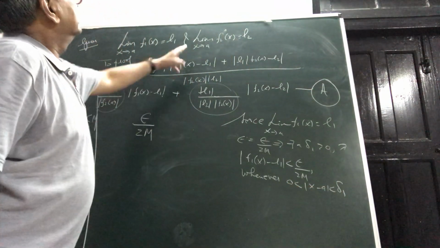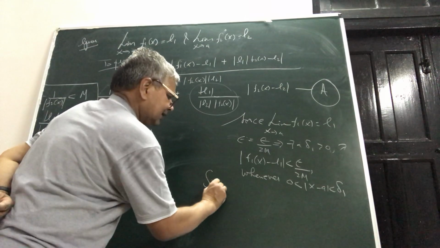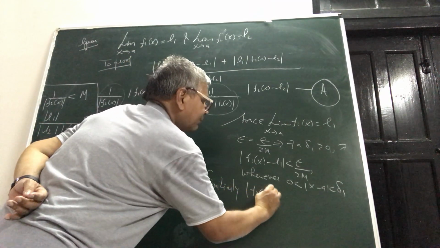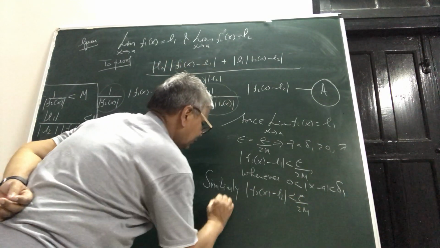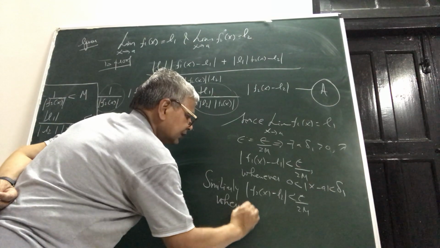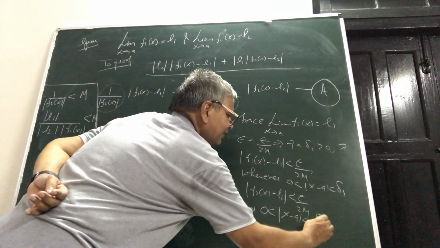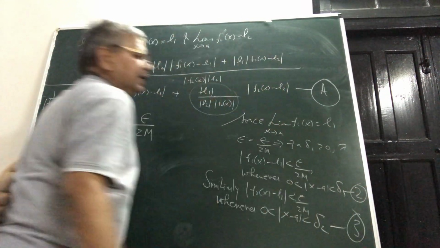Similarly, this limit is L2. So what you will find? Similarly, mod f2x minus L2 will be less than epsilon by 2m whenever 0 is less than mod x minus a is less than delta 2. This is equation 2, this is equation 3, call them.